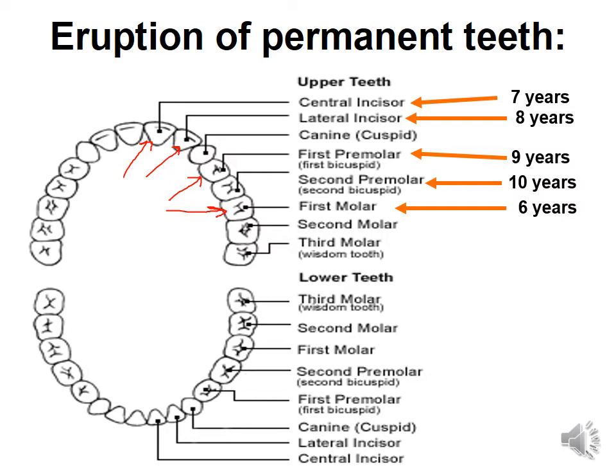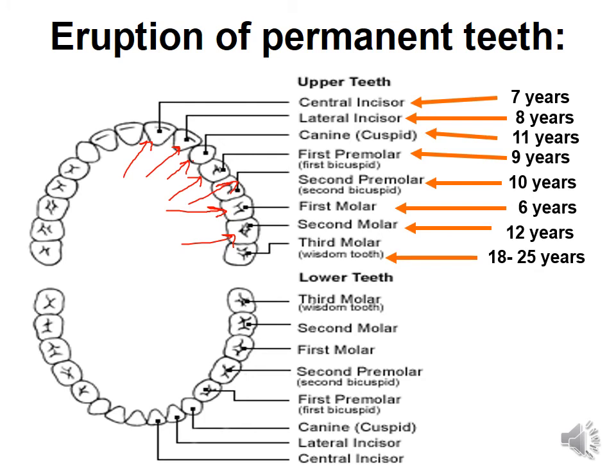It appears at the age of 9 years, followed by the second premolar. Here, the canine appears even later. Then the canine erupts at the age of 11 years, and the second molar erupts at the age of 12 years. Finally, the third molar, which is called the wisdom tooth, appears later in life, between the ages of 18 and 25 years.